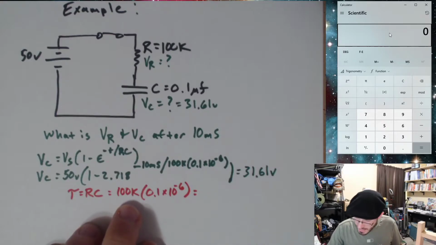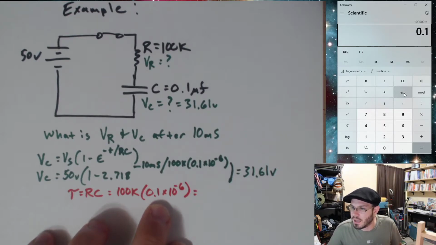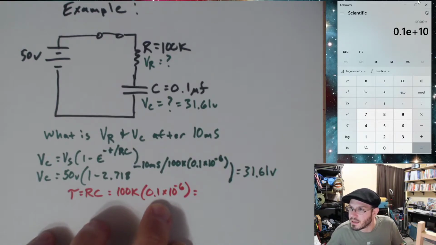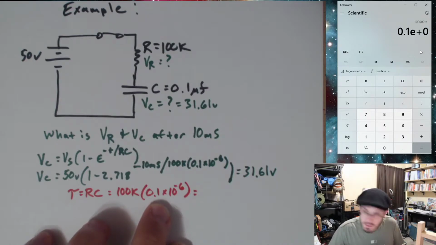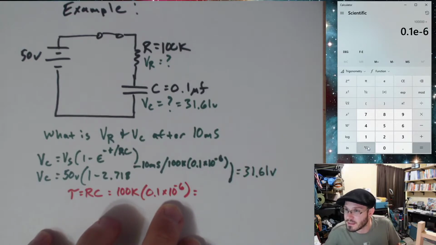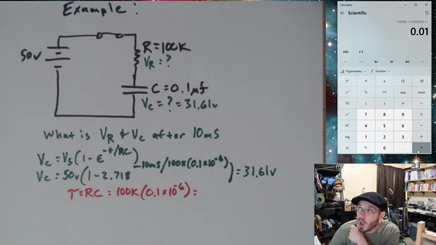So I'll punch that into my calculator. 100,000 times 0.1, times 10 to the minus 6. There we go. This should be equal to 10 milliseconds. Okay, thank God, it is. 0.01 seconds.